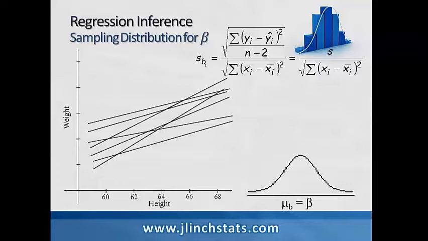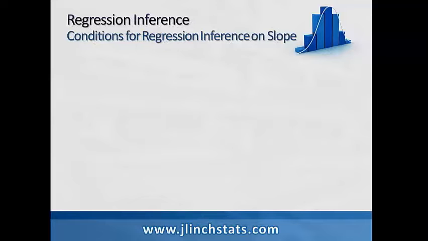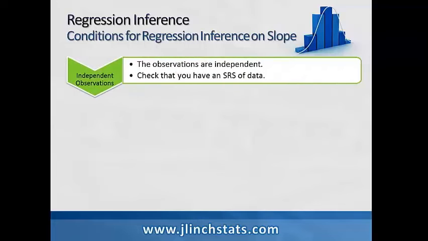Now let's talk about the conditions for regression inference on slope. Now our conditions for inference for regression is a little bit more difficult than the other conditions that we have talked about for other inference procedures. We begin with independent observations. Now we're going to assume in our regression model that the observations are independent of one another. To check that the observations are independent, we need to make sure that we have an SRS of data. So if we have an SRS of data, we can assume that we have independent observations.